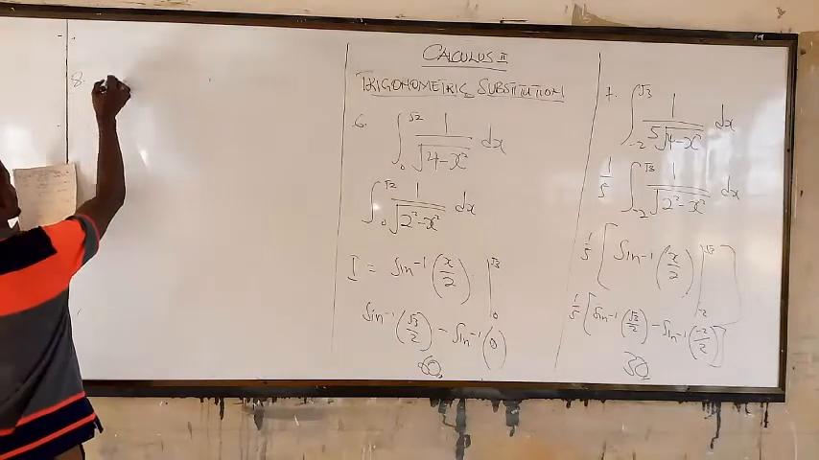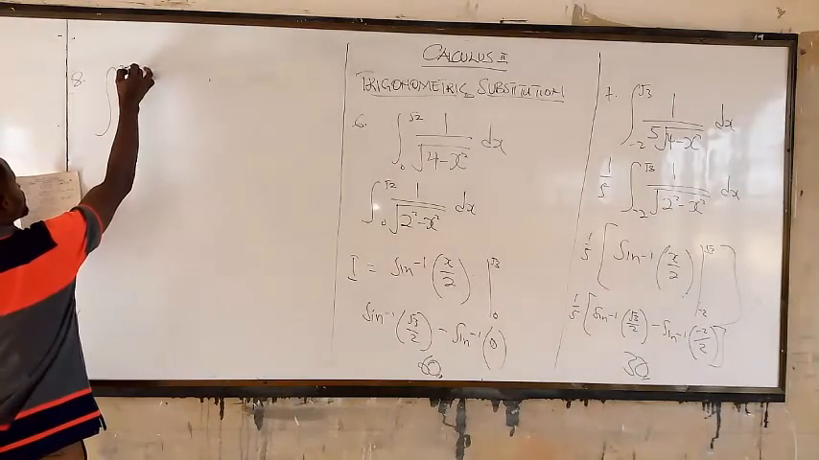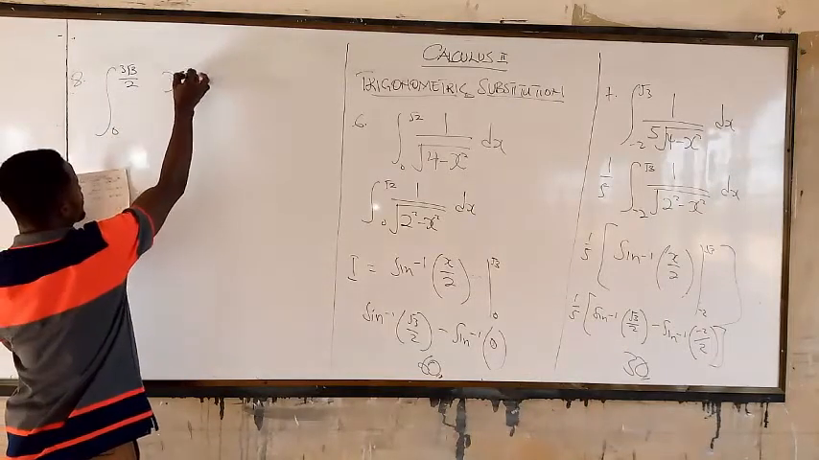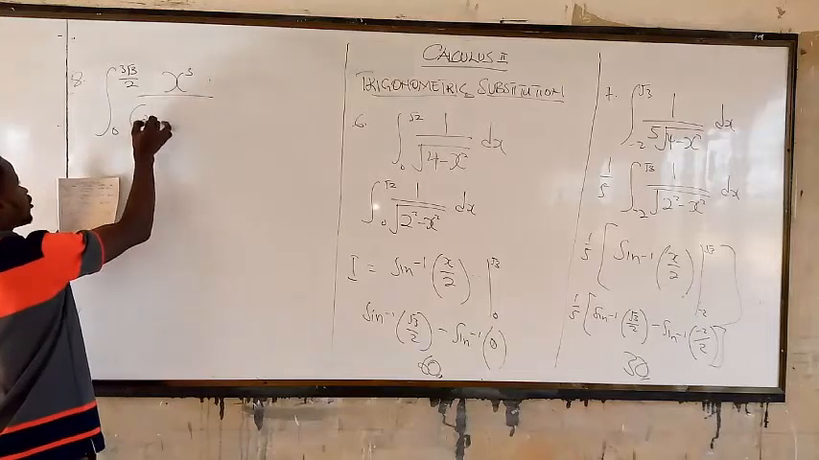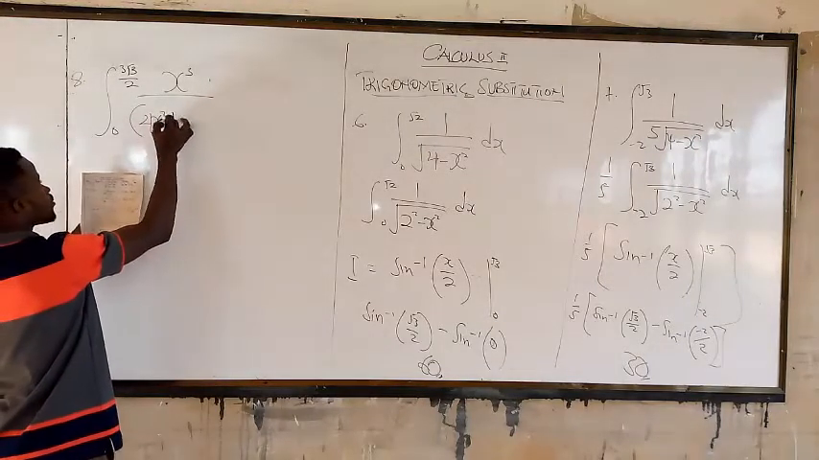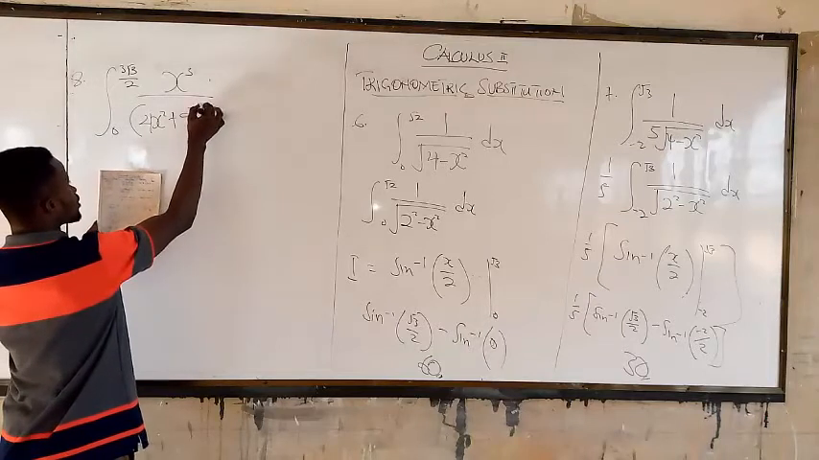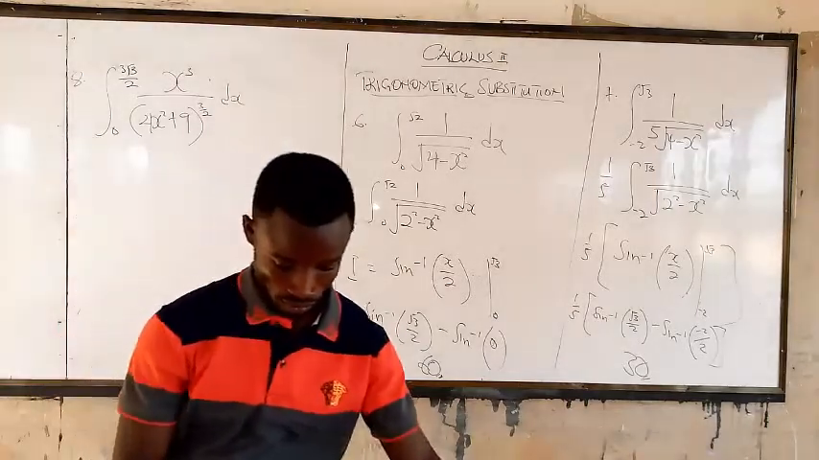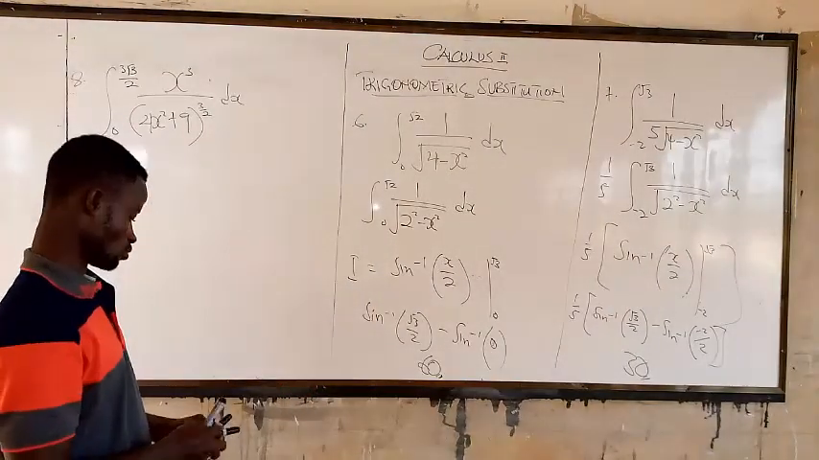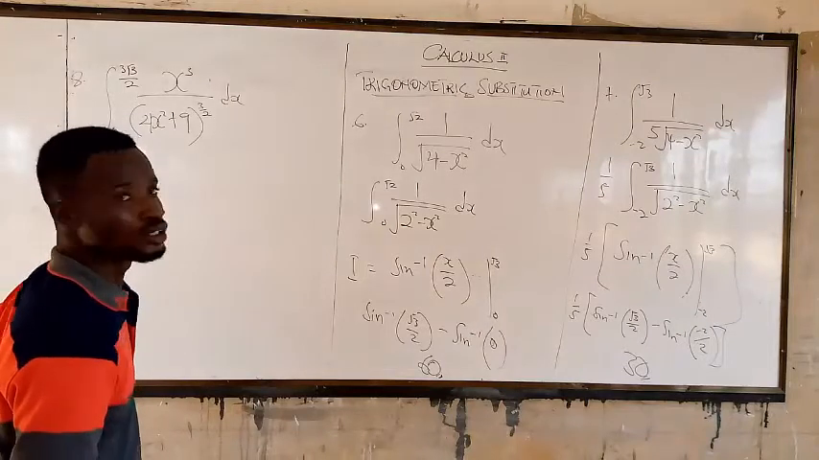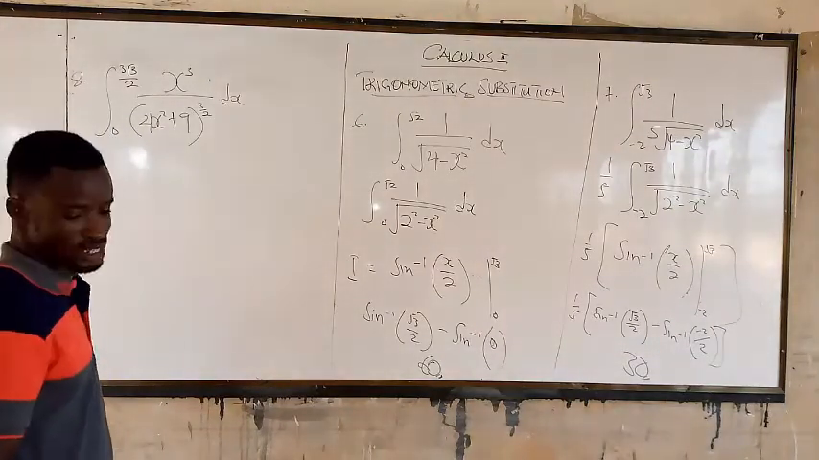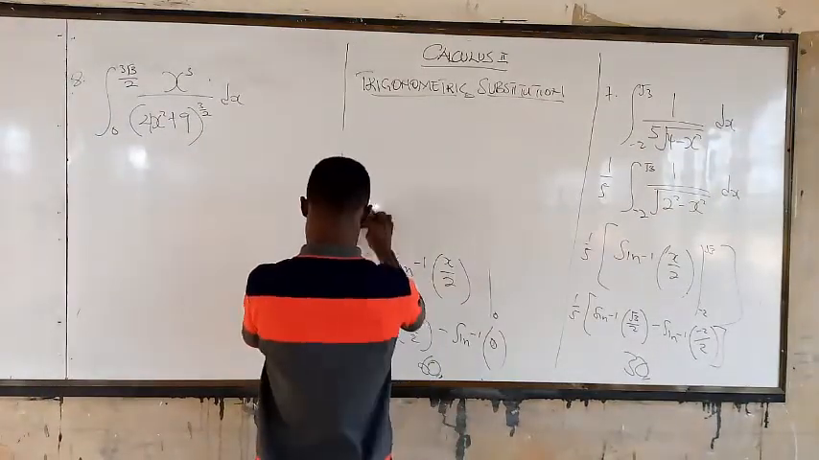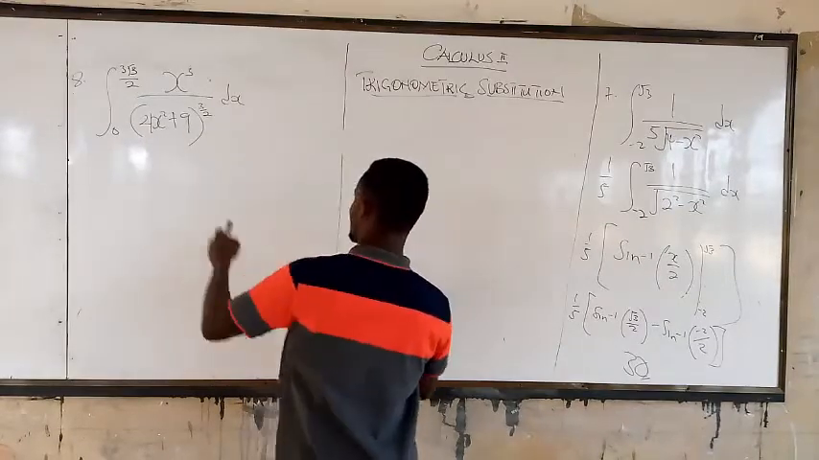Question 8. Integral from 0 to 3 square root of 3 over 2 of x to the power 3 over 4x squared plus 9 to the power 3 over 2 ds. Alright, so looking at this question, I would like to clean everything away. So think about the question.